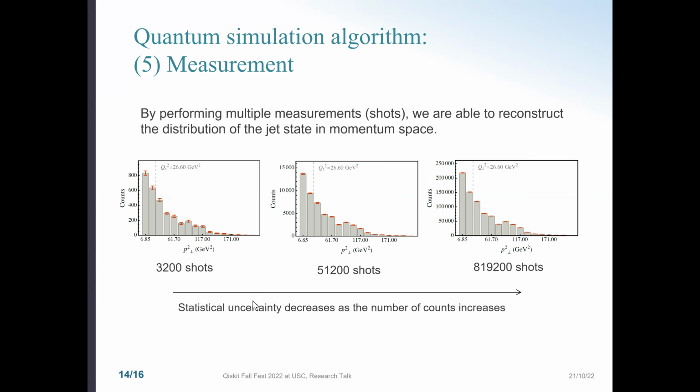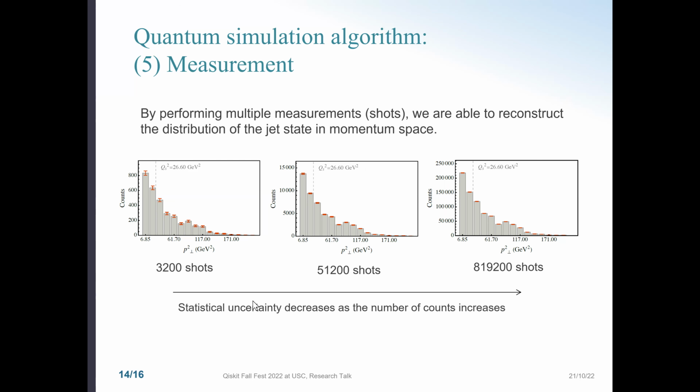When you do one measurement, the state will collapse into one of the squares. But when you do 3,200 shots, you get a distribution. The red error bar is the statistical uncertainty. When you increase the number of shots, the relative size of the red error bar largely decreases, meaning that with more shots, the results we get are more accurate.